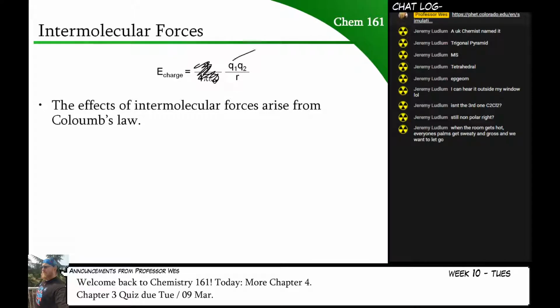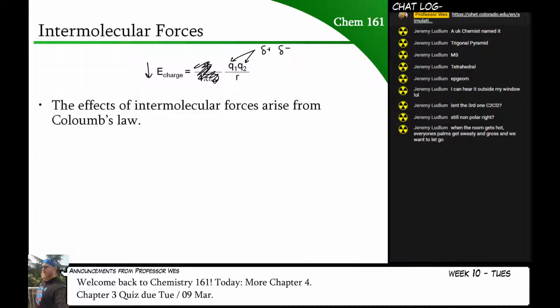But what's important in this equation is that instead of using whole numbers like we would for electrons around a nucleus or ionic bonding, what we're using now are partial numbers. So these are decimals, which means that because these are smaller numbers than 1, this force goes down.